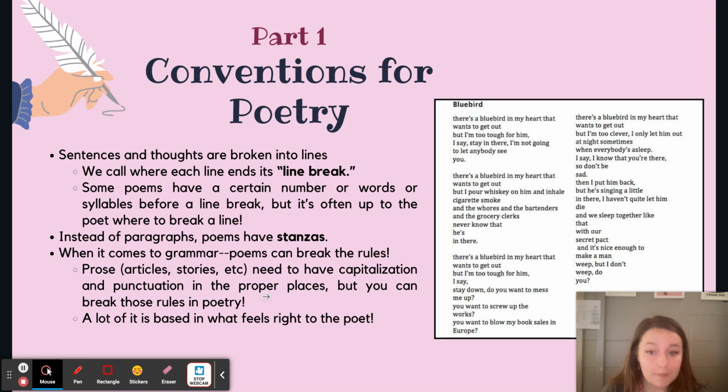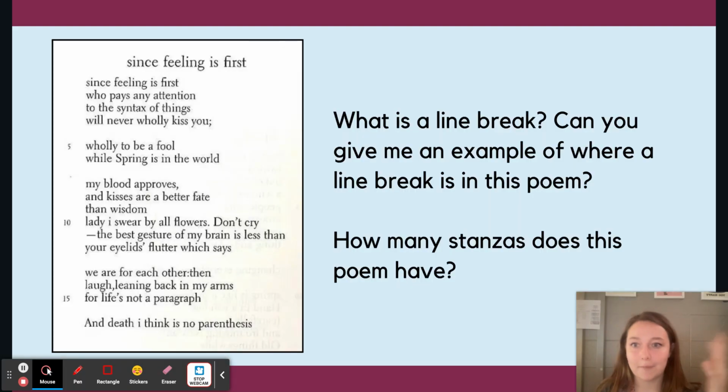When it comes to grammar, this is one of the main genres where you are allowed to break the rules. When you're writing an article or a short story, you need to have capitalization and proper spelling and punctuation in the right places. But in poetry, the punctuation and the capitalization are, again, more based on how you feel than what the actual grammar should be. Now, still spell things correctly so that we actually know what you're trying to say. But again, a lot of poetry you're going to find is based on what feels right to the poet, because poetry, in my opinion, is mostly about how you feel. Right? We only write about it when we're really feeling strongly about something.